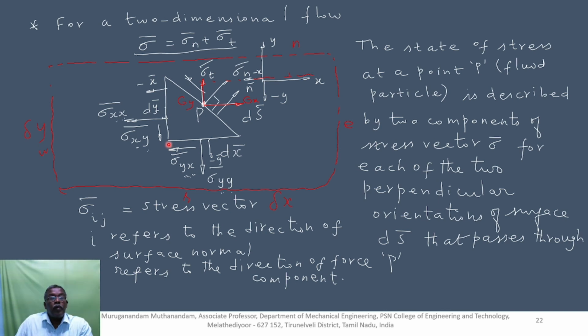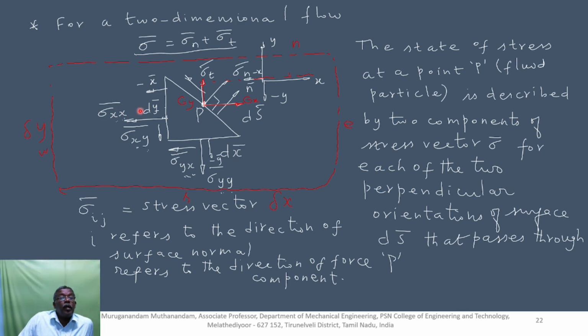The surface is horizontal, so the surface normal is along the y direction. Hence, the first letter is given by y. So the first letter in the stress vector refers to the direction of the surface normal. The second letter, that is the second index, refers to the direction of the force component.